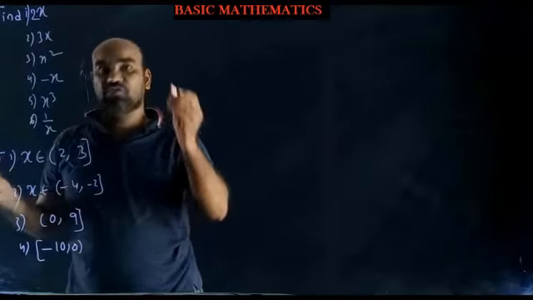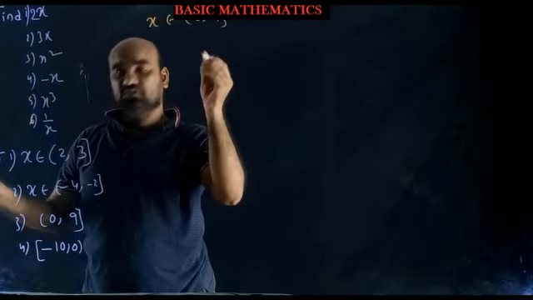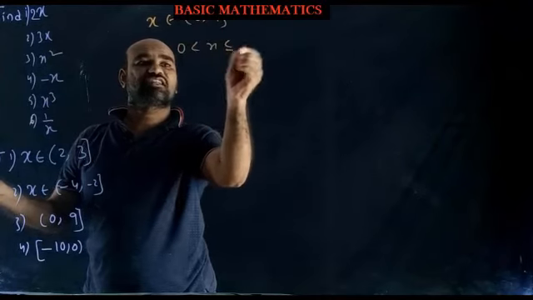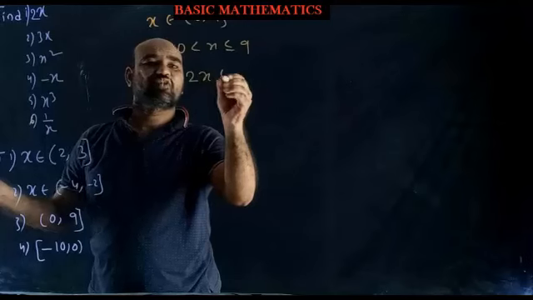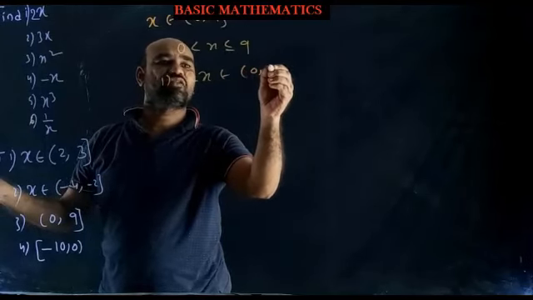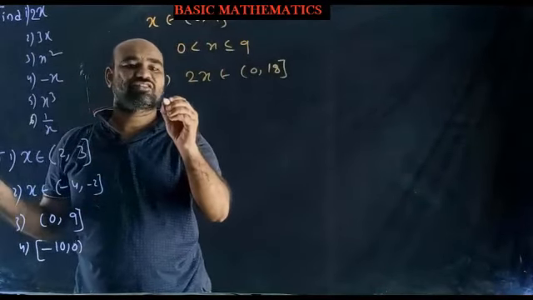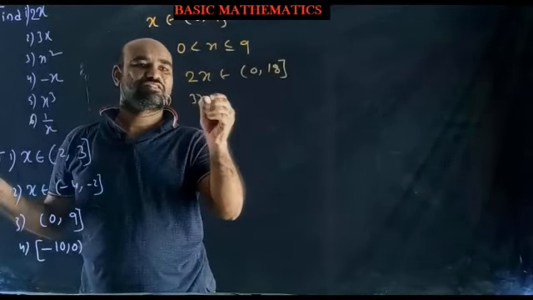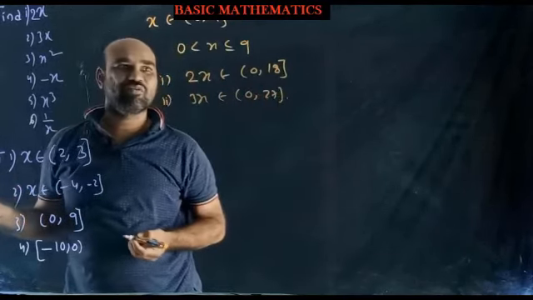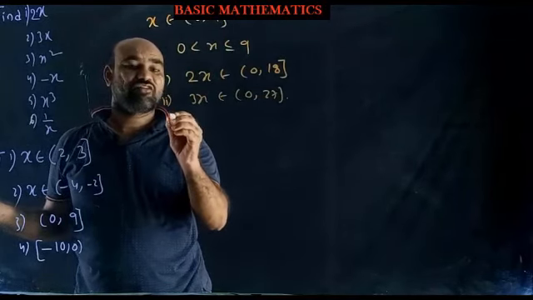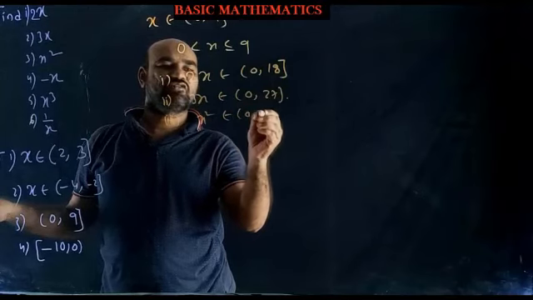Okay friends, next example. x belongs to open 0 to closed 9, meaning 0 is less than x is less than or equal to 9. We want to find 2x. Directly I can write 2x belongs to open 0 to closed 18. Next, 3x: open 0 to closed 27, that is not a big problem. Squaring is also not a big problem: directly 0 to 81 closed.